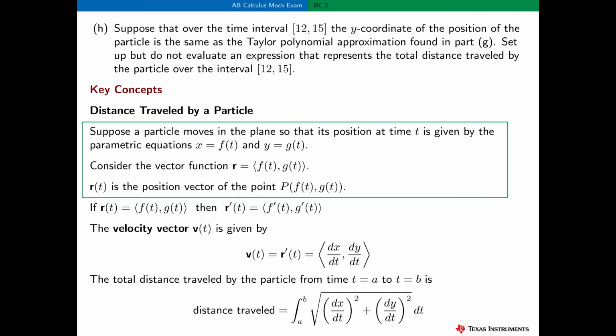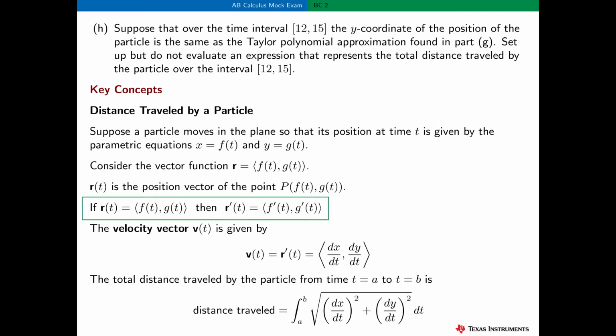Therefore, any continuous vector function r describes the motion of a particle in two dimensions, and it also defines a curve C that is traced out by the tip of the moving vector r of t. The derivative r prime of t of a vector function r is defined in much the same way as for a real valued function. As a result, if we write r of t like this, then here's an expression for r prime of t. We simply take the derivative of each component.